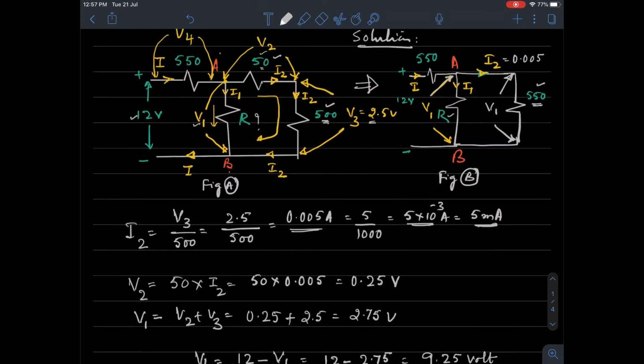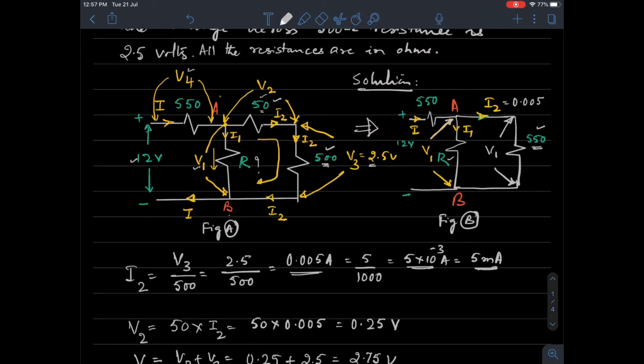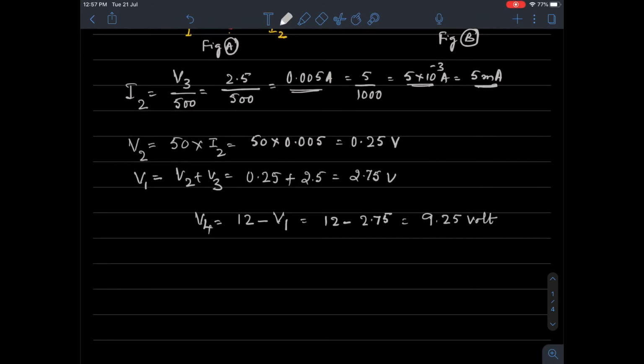Okay. So this is the voltage across this 550. Why am I finding it? Because I need to know the current through it. Therefore, I equal to V4 divided by 550. V4 is how much? 9.25 and this is 550. How much is this equal to? If you can calculate this comes out to be 0.018 ampere. This is the current I.